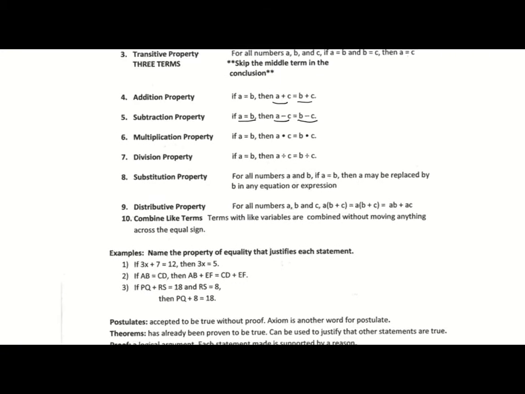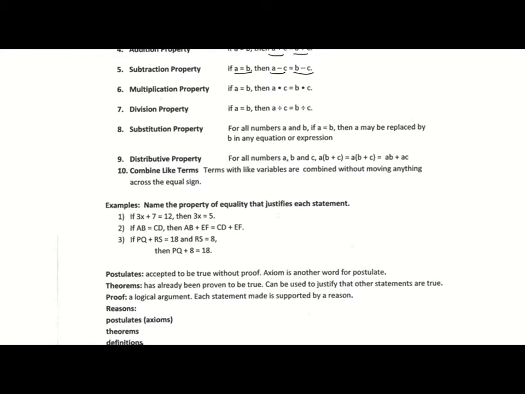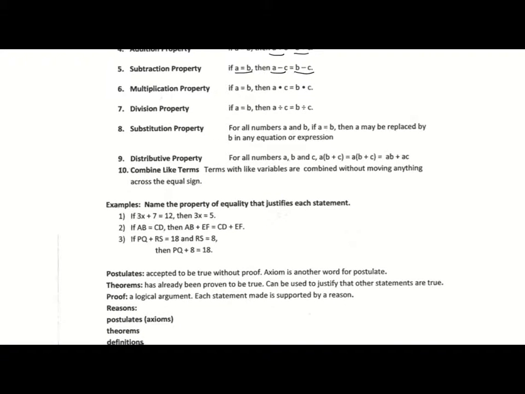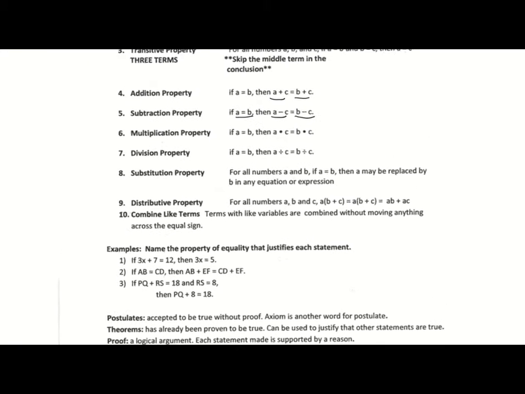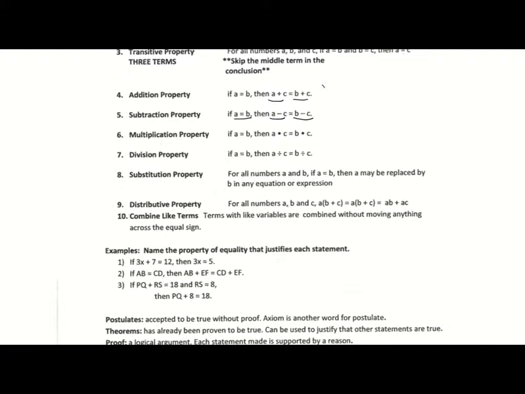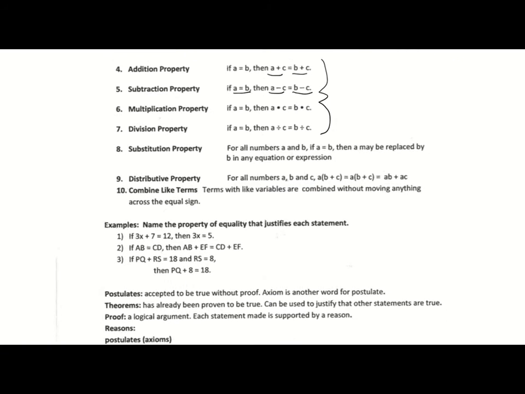Okay, multiplication and division property, those are all again similar. So if we multiply both sides, A and B by C, they're still going to equal each other. And if we divide both sides by C, they are still going to equal each other. So all these properties right here, these are what we use to solve equations all the time. We use the addition, subtraction, multiplication, and division property by doing something to both sides of an equation.